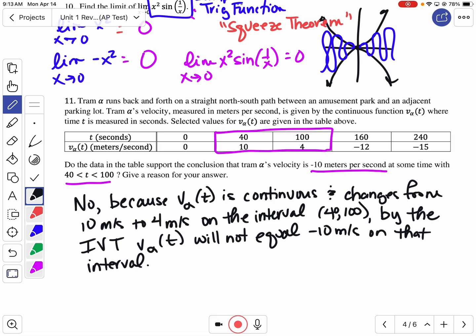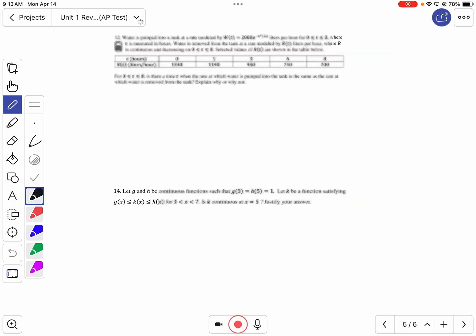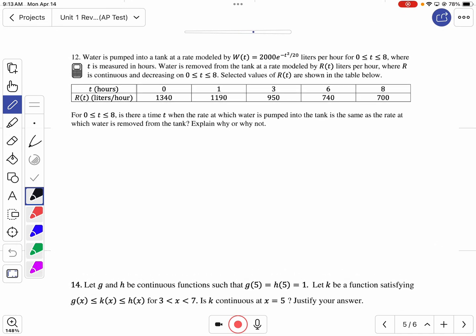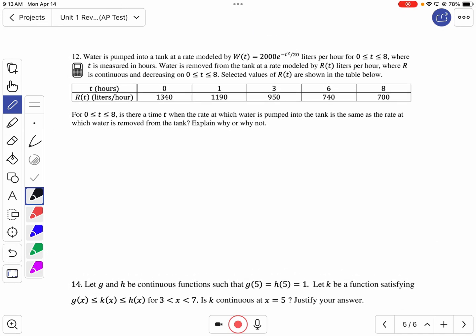Let's look at another one where it's using IVT. It says water is pumped into a tank at a rate modeled by W of t, and notice it's a calculator active question. Water is removed from the tank at a rate modeled by R of t liters per hour, where R is continuous and decreasing. Selected values of R of t are shown in the table. Is there a time between 0 and 8 when the rate at which water is pumped into the tank is the same as the rate at which water is removed from the tank? Explain why or why not.